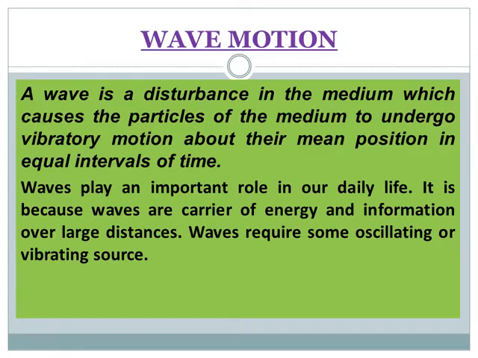What is wave motion and how a wave is produced? A wave is a disturbance in the medium which causes the particles of the medium to undergo vibratory motion about their mean position in equal intervals of time. Waves play an important role in our daily life. It is because of waves which carry energy and information to the large distances in a less time.